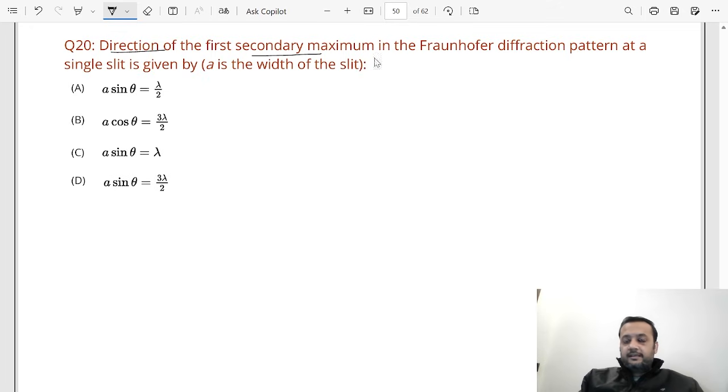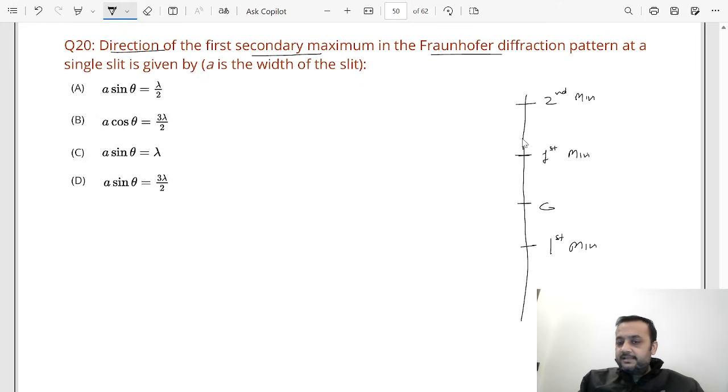Direction of the first secondary maximum, that means first maxima basically, in a Fraunhofer diffraction pattern in a single slit. So if you remember, suppose this is the central maxima, so after the central maxima we get first minima here, and similarly here also we will get first minima. Then here we will get second minima, and exactly between first and second minima you will get first maximum, which they are calling first secondary maximum.